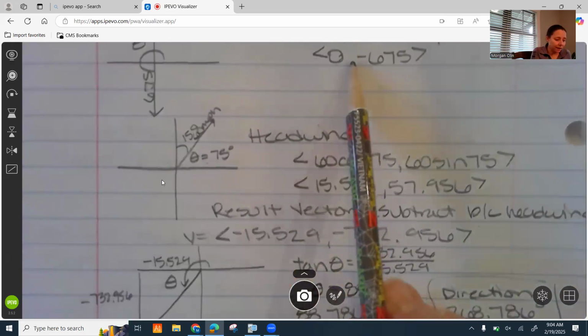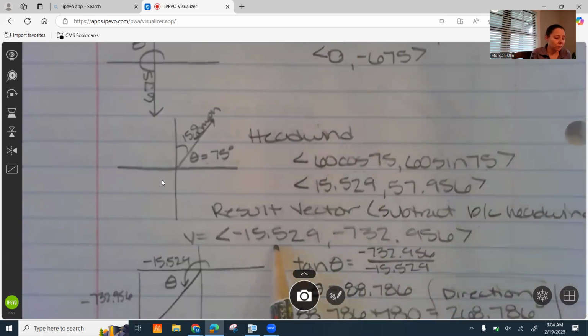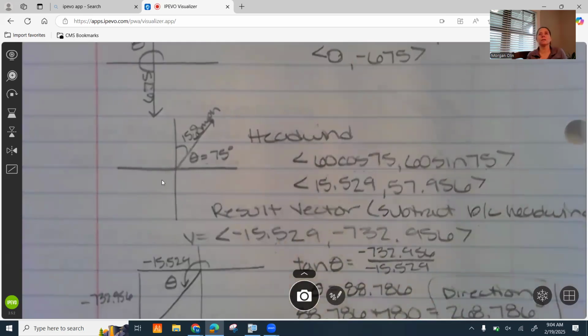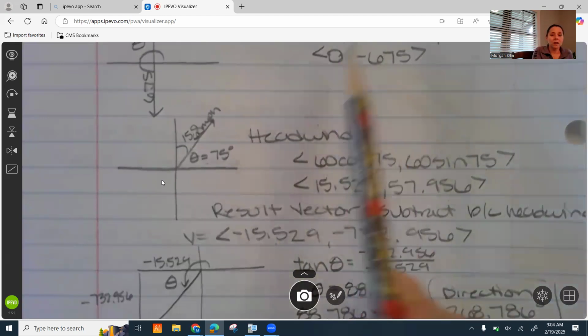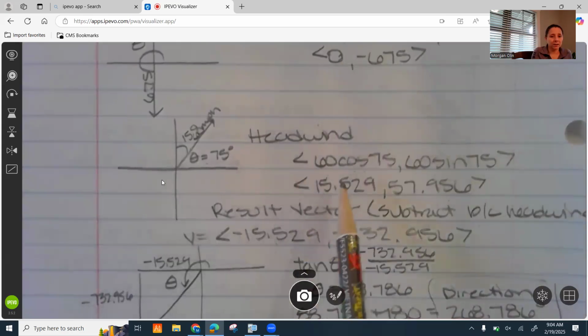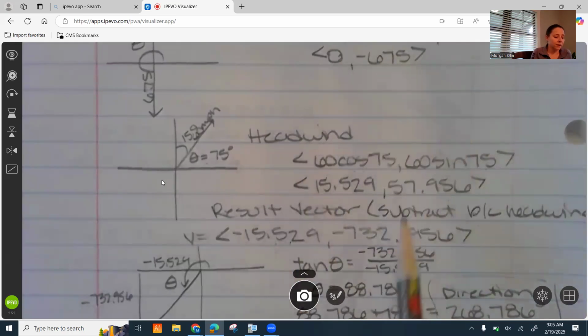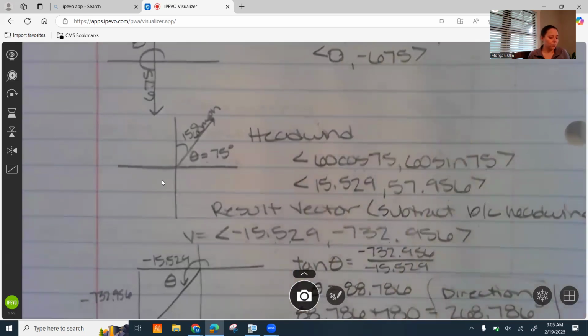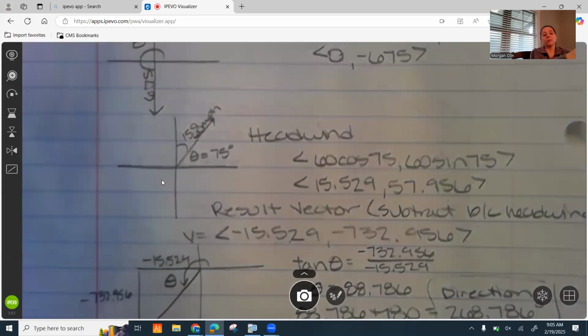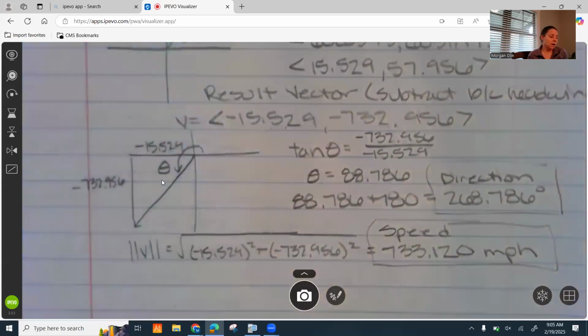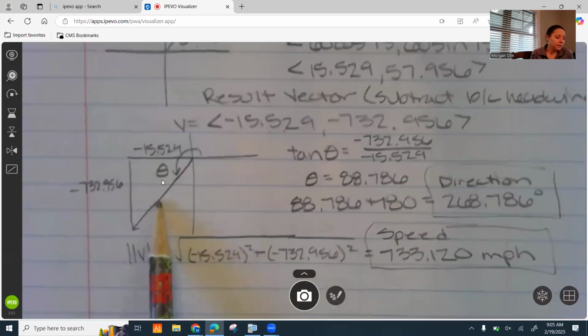So you do the plane and then you do, and if you think about it, the plane's going faster. And the other one's just tugging behind on it. So I did 0 minus this right here, and I got negative 15.529. Here I did negative 675 minus this right here, and I get that value right there. Now, here is the resultant of it.